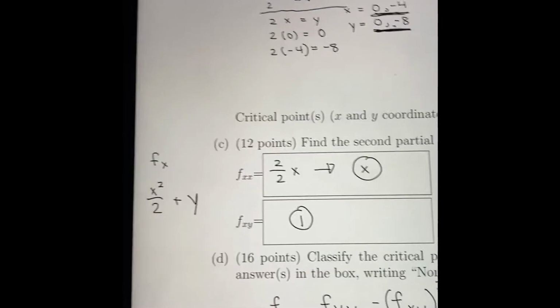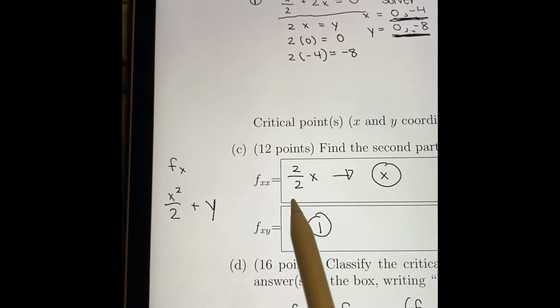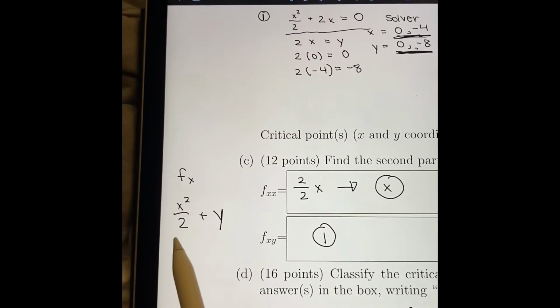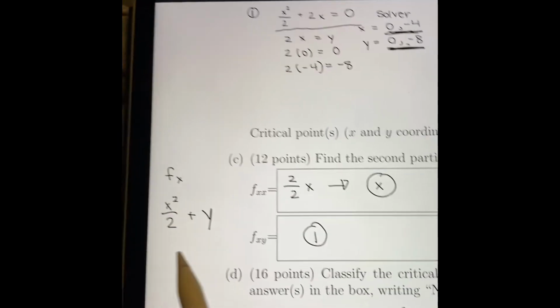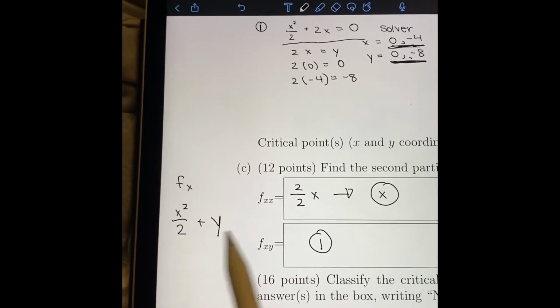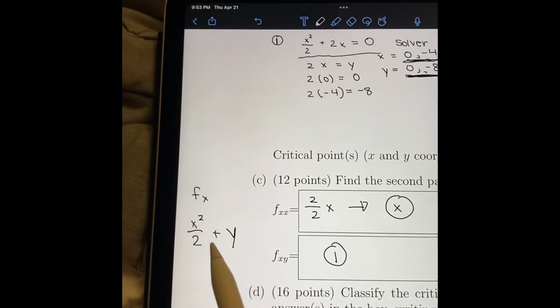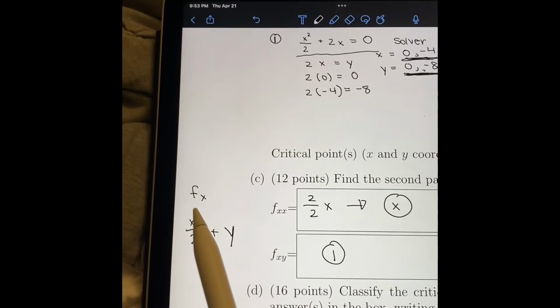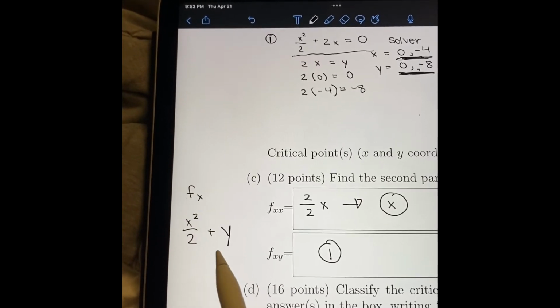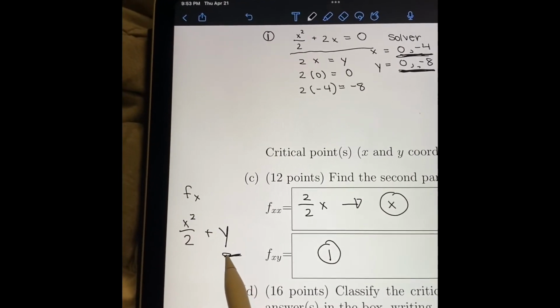Now for the second partial derivatives, I look at f of x to get f of xx, only looking at the parts with an x. So only this one. Using the power rule, this becomes 2 over 2x, which simplifies to x. Next, f of xy, we're looking at the partial derivative of f of x, only at the values with a y, which would be this. The derivative of y is 1.